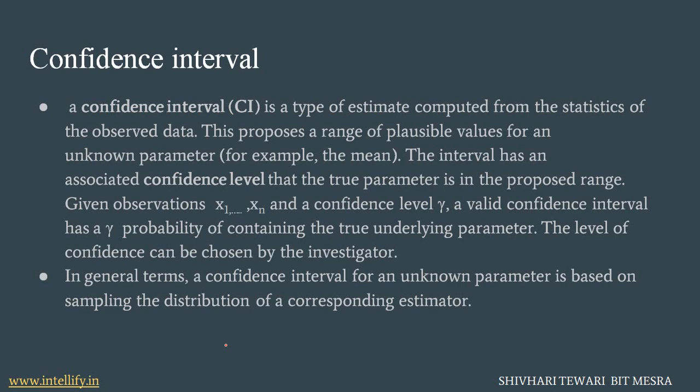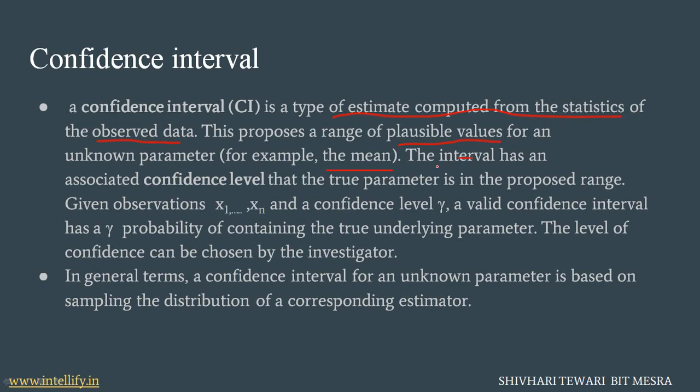The confidence interval is a type of estimate computed from the statistics of the observed data. That means there is observed data, and it is a type of estimate computed from the statistics of that data. Now this proposes a range of plausible values of an unknown parameter. That means it gives a range of plausible values which can be accepted for the unknown parameter, for example, the mean of that parameter.